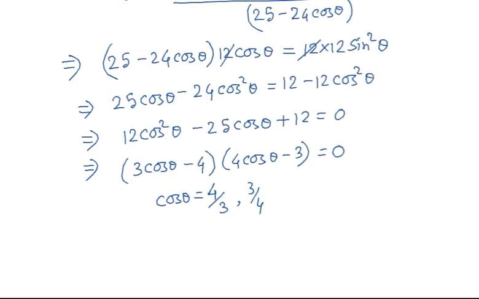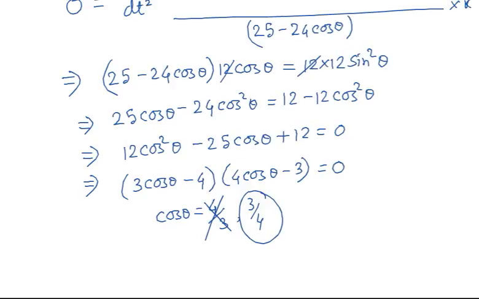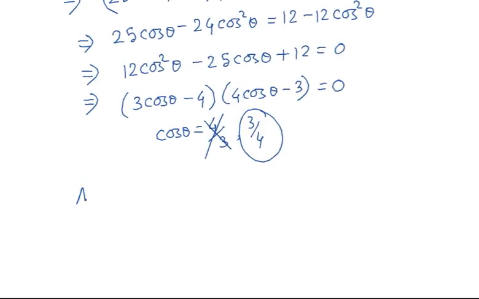Now if we closely inspect, we can see that cos theta cannot be 4 by 3 because cos theta cannot be more than 1. So cos theta equal to 3 by 4. So this is the only critical point that is left out. So definitely the maximum value is going to be attained for cos theta equal to 3 by 4. So we can say that the distance will be maximum when cos theta is 3 by 4.